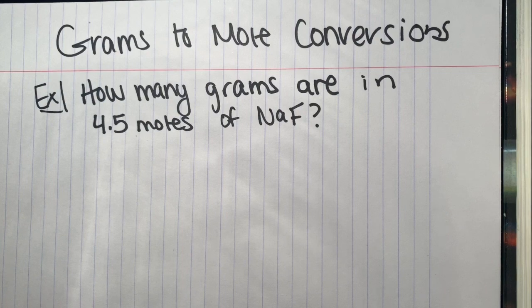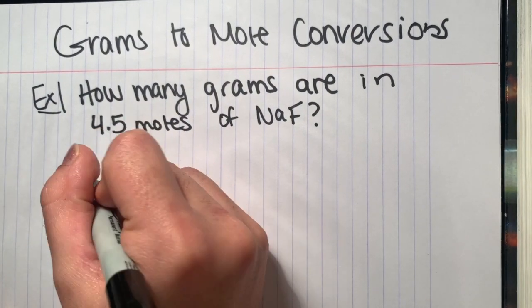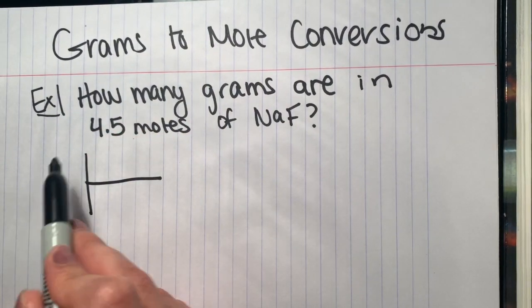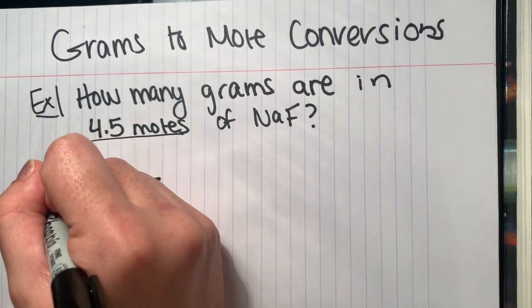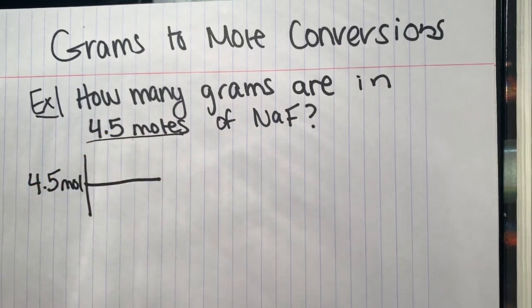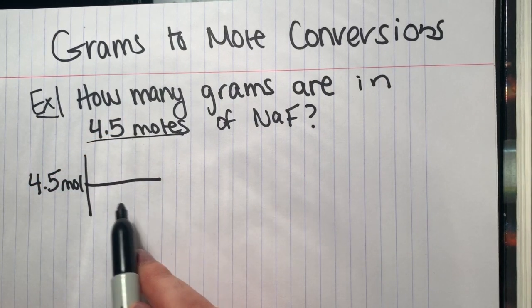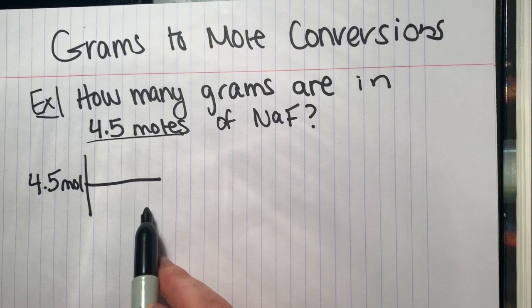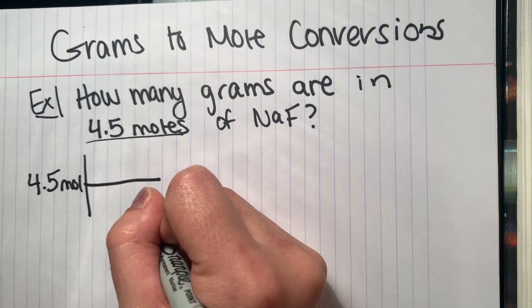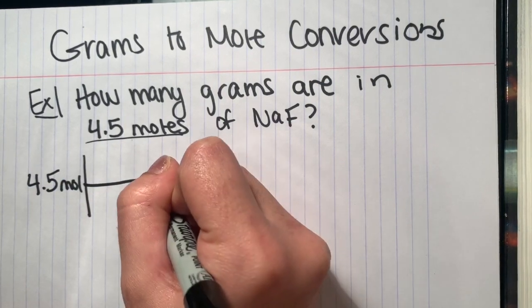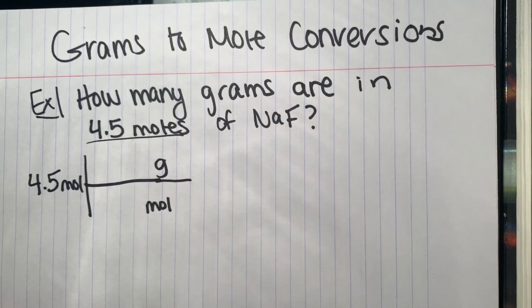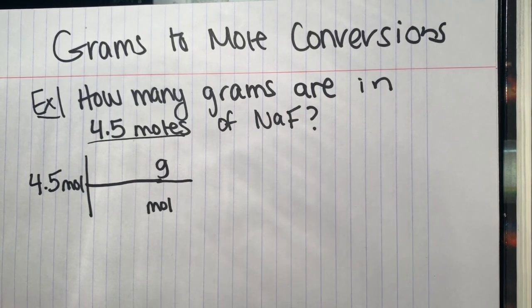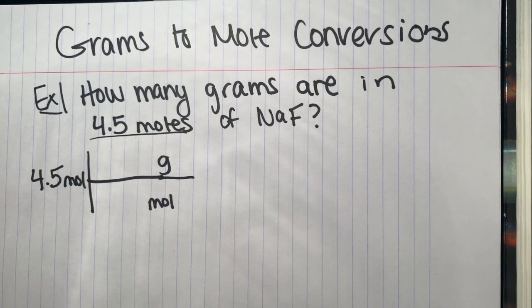So just like any other conversion problem, I'm gonna set up my sideways T. I'm gonna put what's given on the outside. So 4.5 moles. And I know I want my units to match from the bottom so they can cancel out. So I know mole now is gonna go on the bottom and grams is gonna go on top. Now all that's left is to figure out what my conversion factor is, right? So we're talking about sodium fluoride. So this is the extra step that I was talking about.